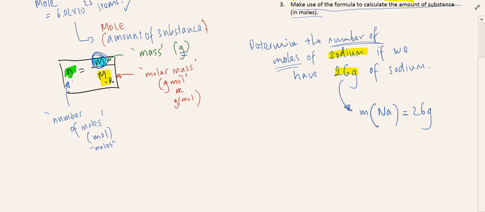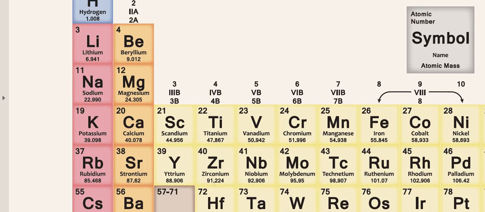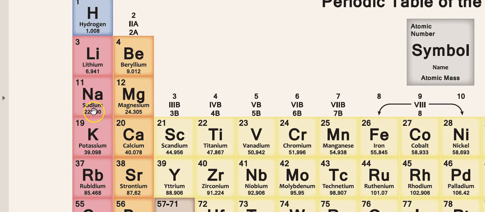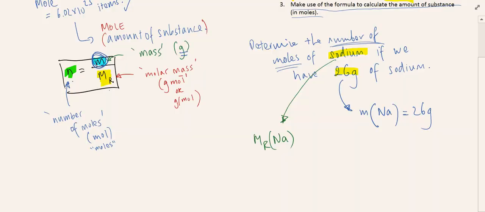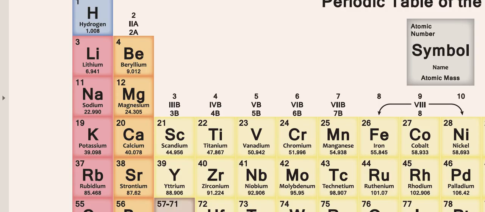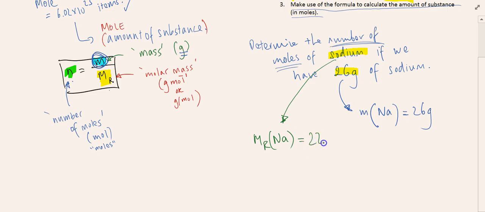It appears like we don't have molar mass. Or do we? So we know that the substance that we're looking at is sodium, isn't it? Can we work out the molar mass of sodium, an element? Can we work this out? Go to the periodic table. We have this atomic mass, which actually tells us the molar mass. The molar mass is 22.990 grams per mole.